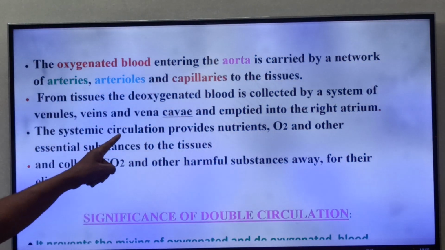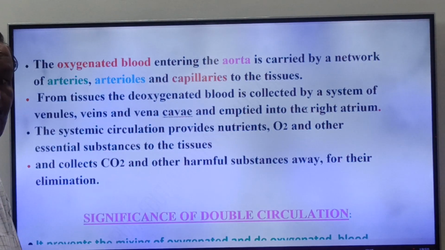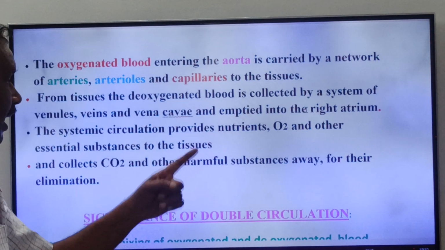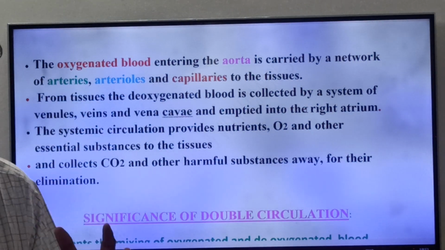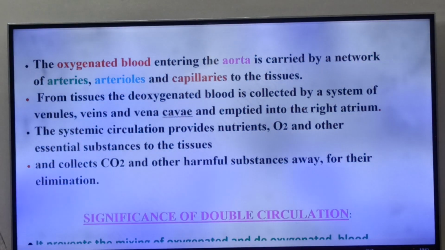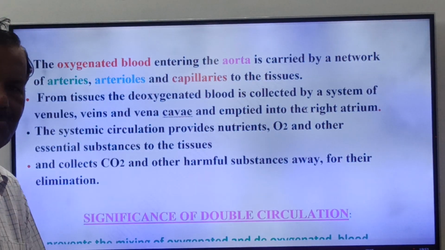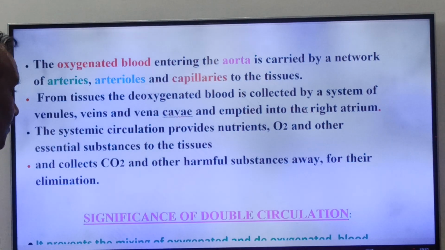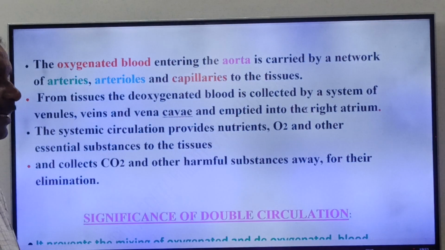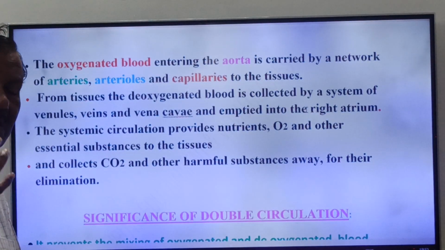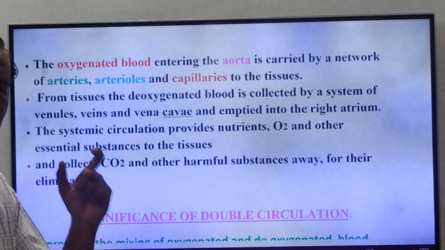Now, what is the use of the systemic circulation? It provides nutrients, that is food, and oxygen and other essential substances to the tissues. So what is the need of systemic circulation, friends? It provides nutrients, oxygen and essential substances to the tissues. And also it collects carbon dioxide and other harmful substances from the tissues. That is about systemic circulation.